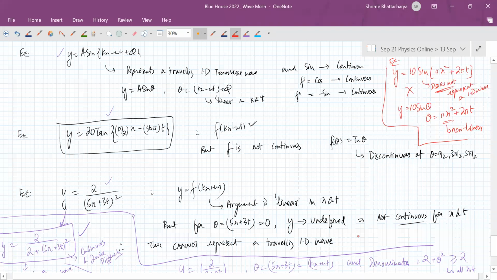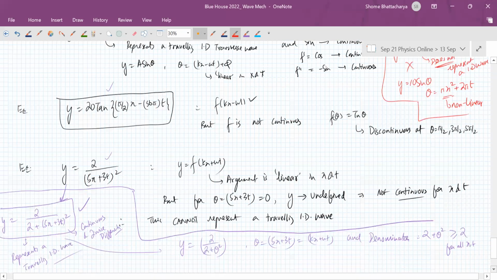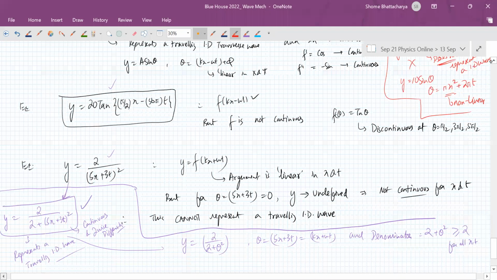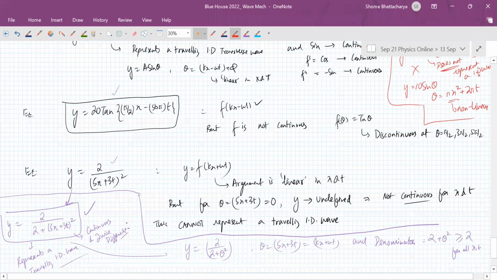So basically you have to see that the function should satisfy the criterion that we had written earlier, that its argument should be linear in x and t, and plus it should be continuous as well as twice differentiable for all values of x and t which are within your domain. Okay, so there is a bit of discussion of this in H.C. Verma as well as in Resnick-Halliday. And there are a few questions in H.C. Verma of this type also, which I'm showing you, that whether a given function represents a wave or not based on this criteria.